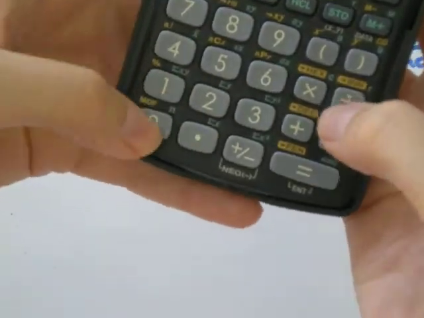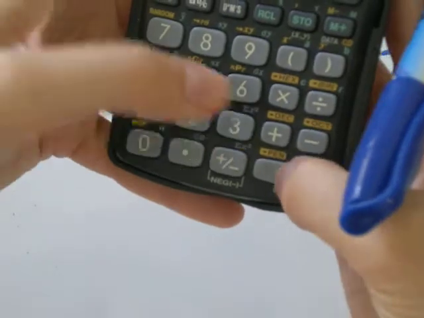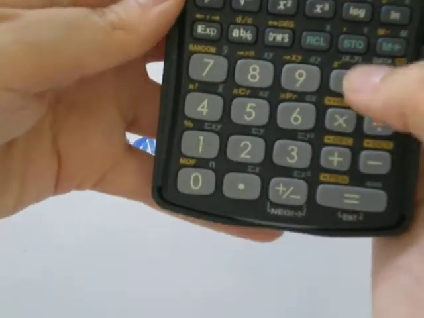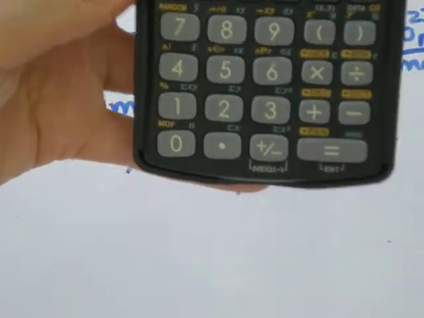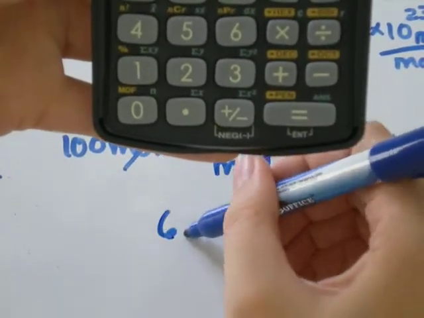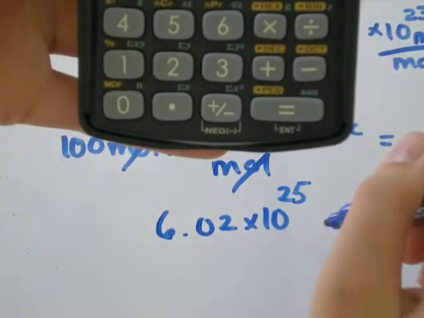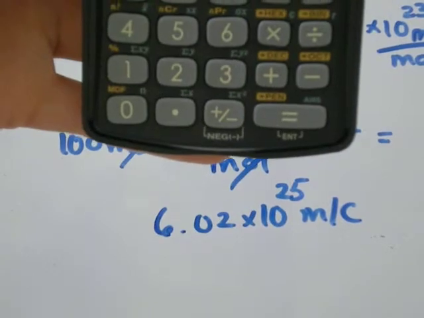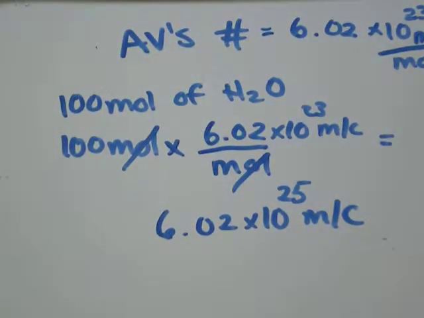So I would suggest that you do Avogadro's number on your calculator first. Go 6.02 times 10 to the exponent of 23 equals, so my calculator's got it there in scientific notation, times 100 would equal 6.02 times 10 to the power of 25 molecules. So that's all there is to changing something from moles to molecules.